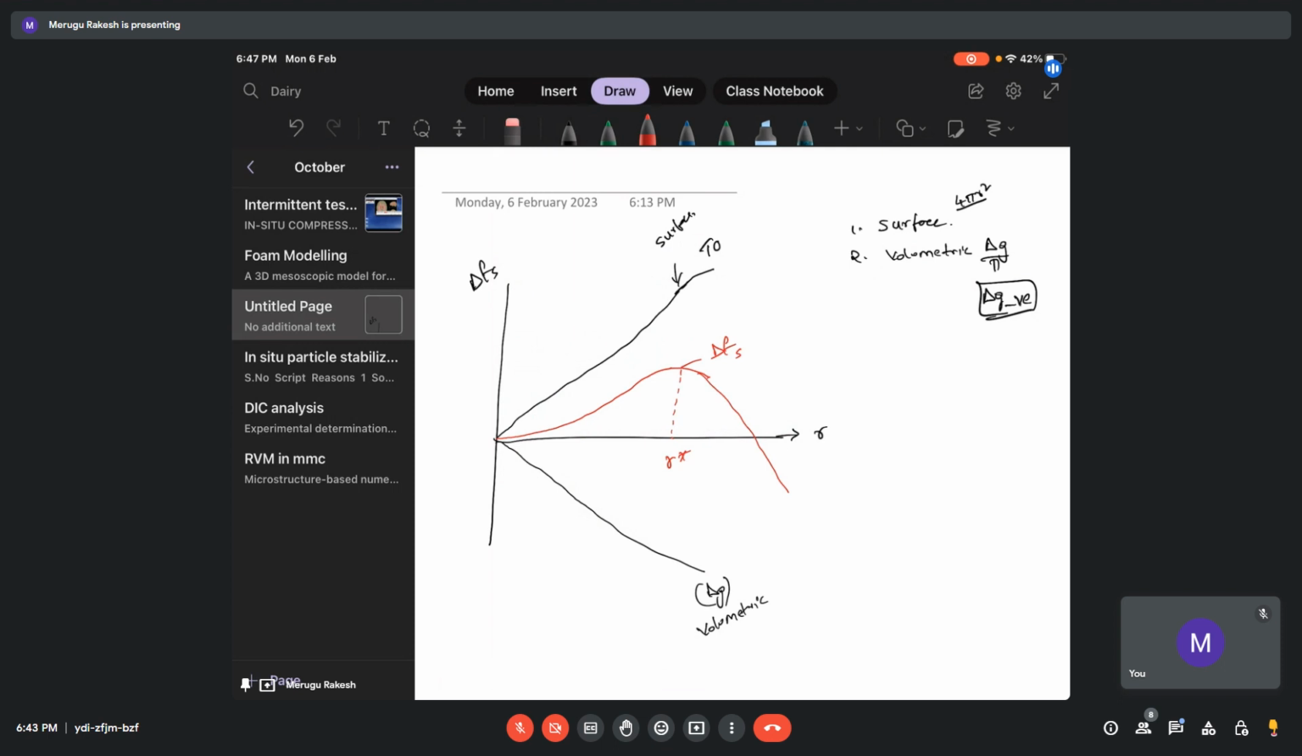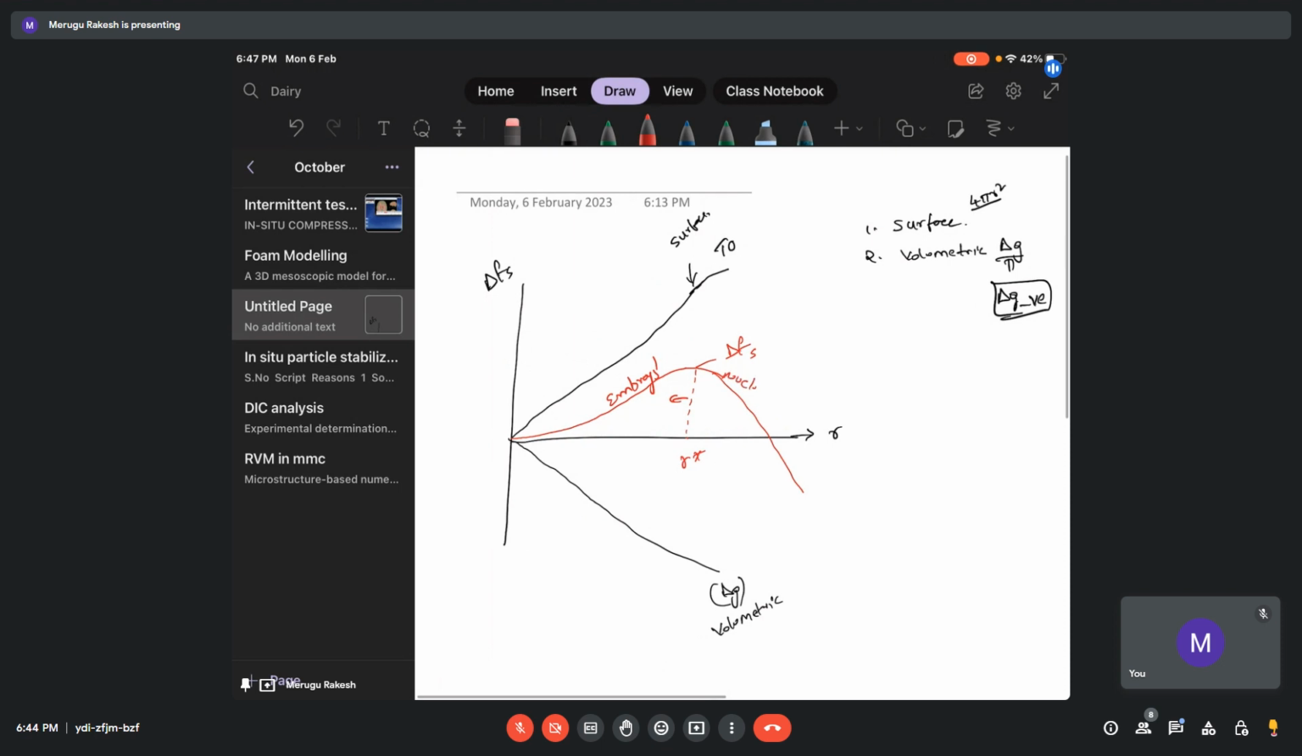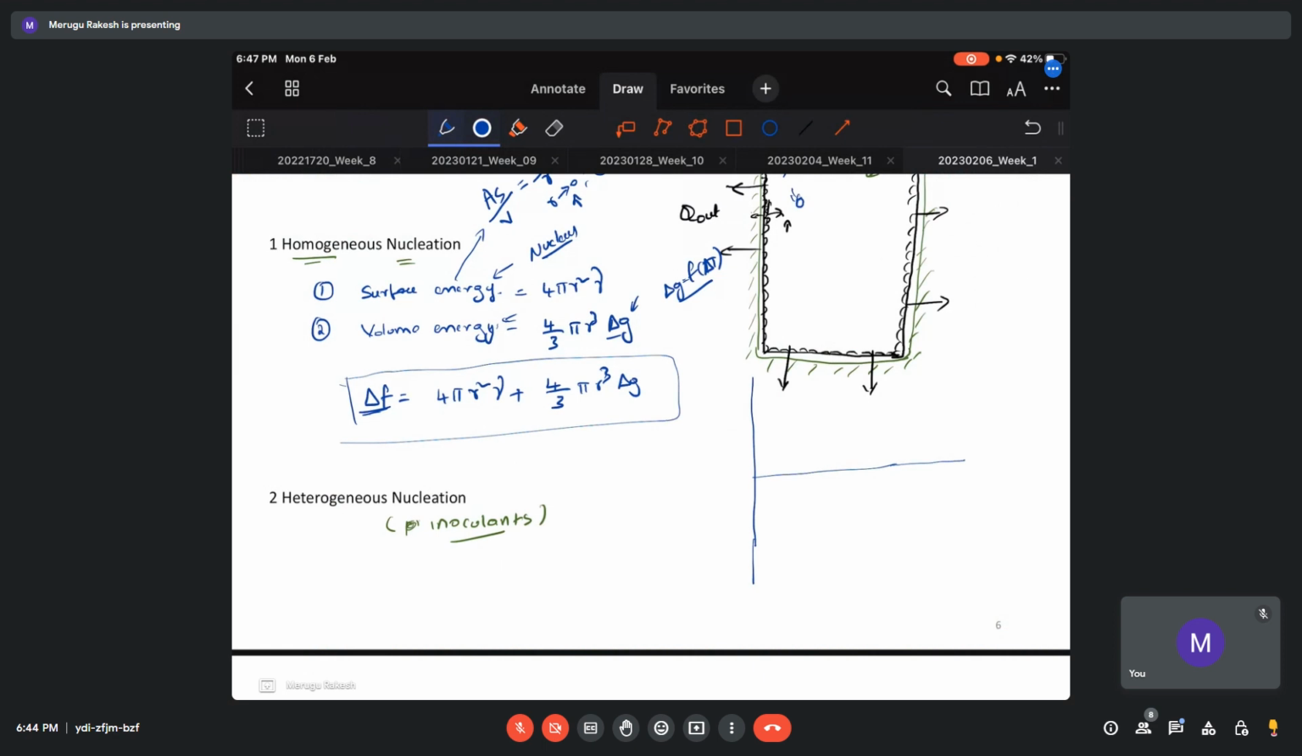Whatever small nuclei form before this, we call embryos, and whatever forms after, we call nuclei. This is the R star, or the critical radius for nucleation. We can easily find this R star just by differentiating this delta F term, because we have a constant slope, so the derivative at that point is zero. If you do this, you will end up getting this R star value.